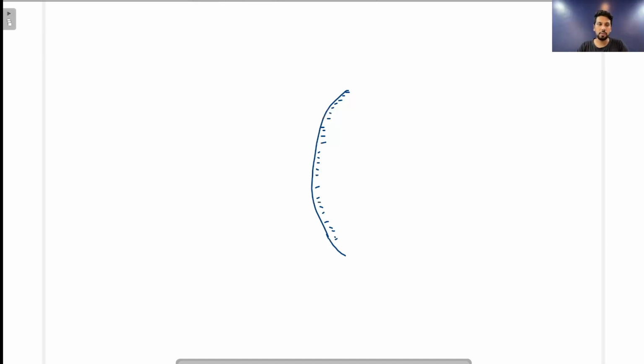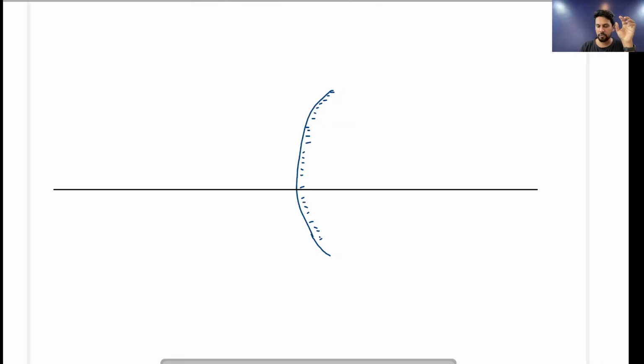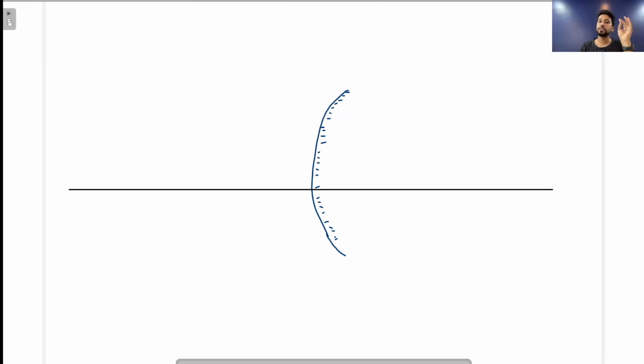And a very important rule: draw the principal axis. The principal axis becomes like a base for your image formation. Without the principal axis, you are not going to do any image formation, be it 10th standard or 12th standard. Principal axis is the only line which passes through the center of curvature, the focus, and the pole.